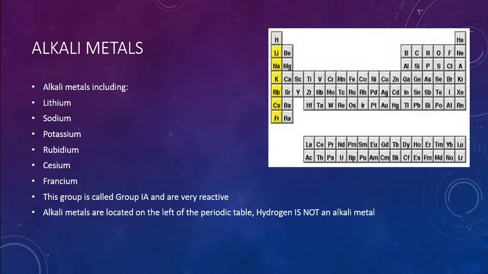The group is also called Group 1A, and they are very, very reactive. They have very high chemical reactions together, and that's why they're all put together, because all of them are very reactive elements. The alkali metals are located on the left of the periodic table, but don't count hydrogen as an alkali metal, as it's not. Since hydrogen only has 1 proton, it has to be at the top, because it has the smallest amount of protons and neutrons possible out of all of the elements.